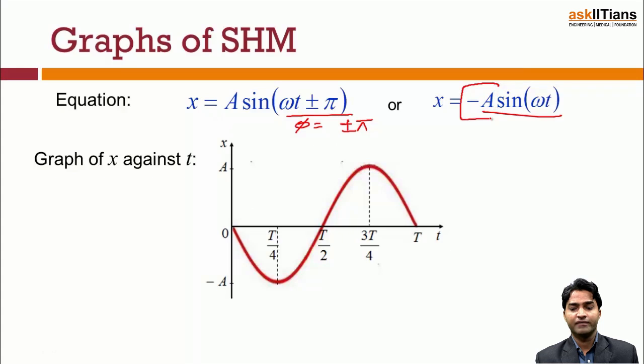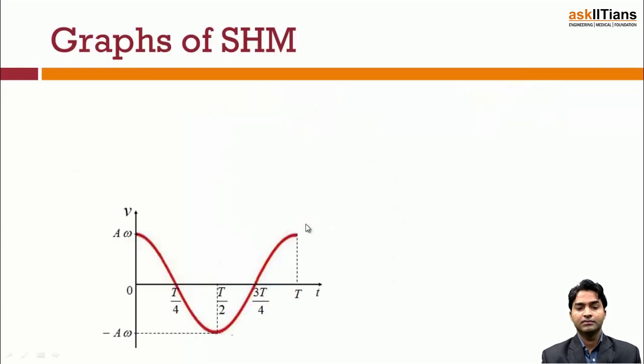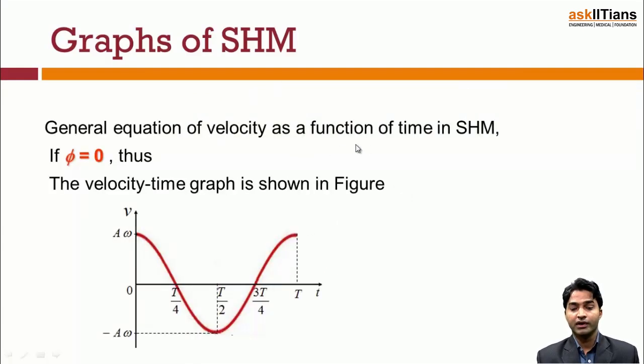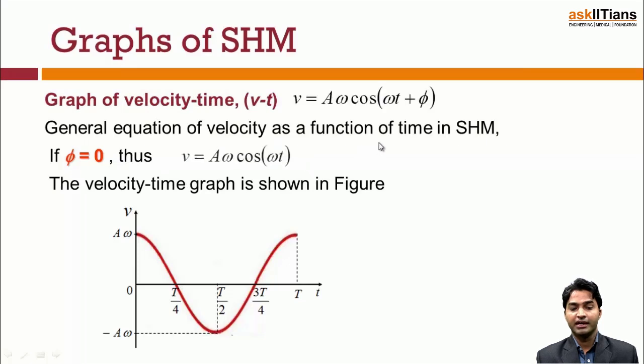So it starts from the negative of displacement, like that, in the reverse phase, we can see. In the second part, we know that the general equation of velocity as a function of time t in SHM, if phi is equal to 0, can be represented by v equals a cos(omega t plus phi). We got this value on differentiating the displacement equation.